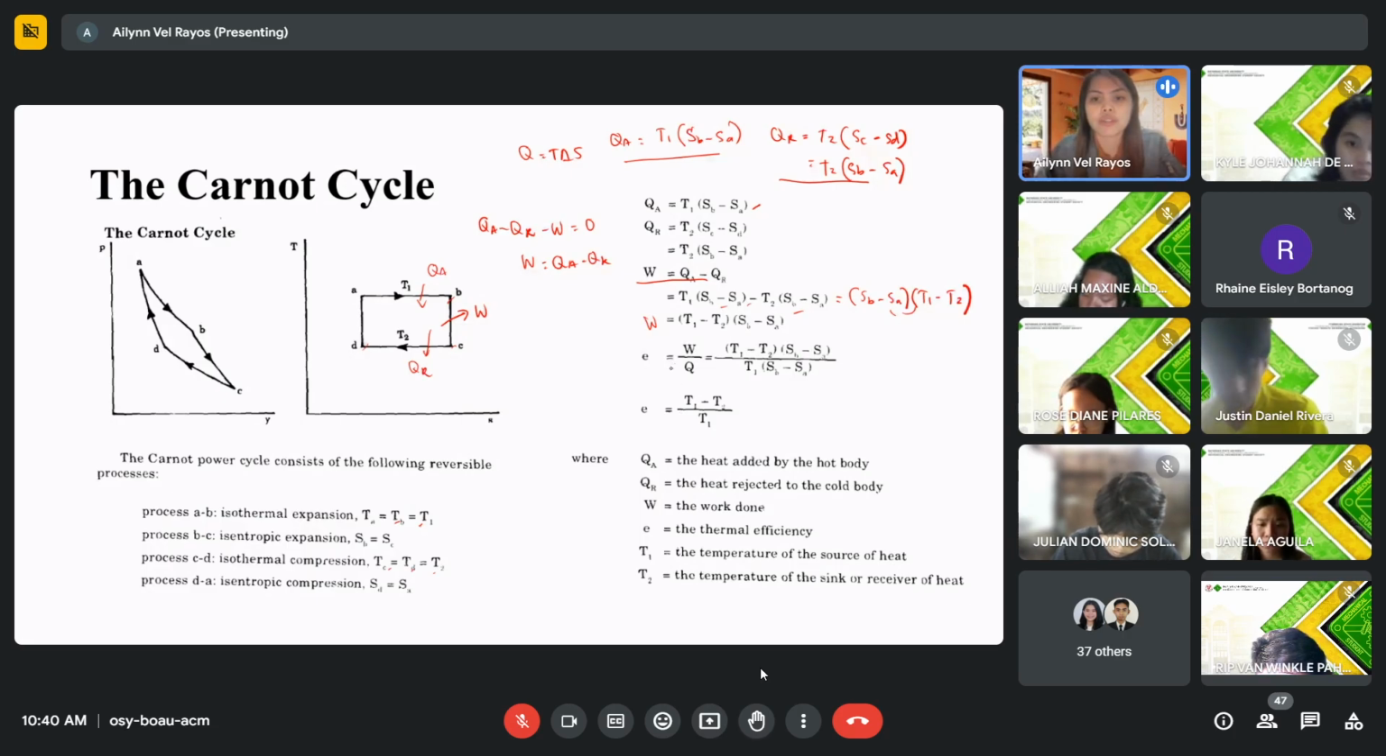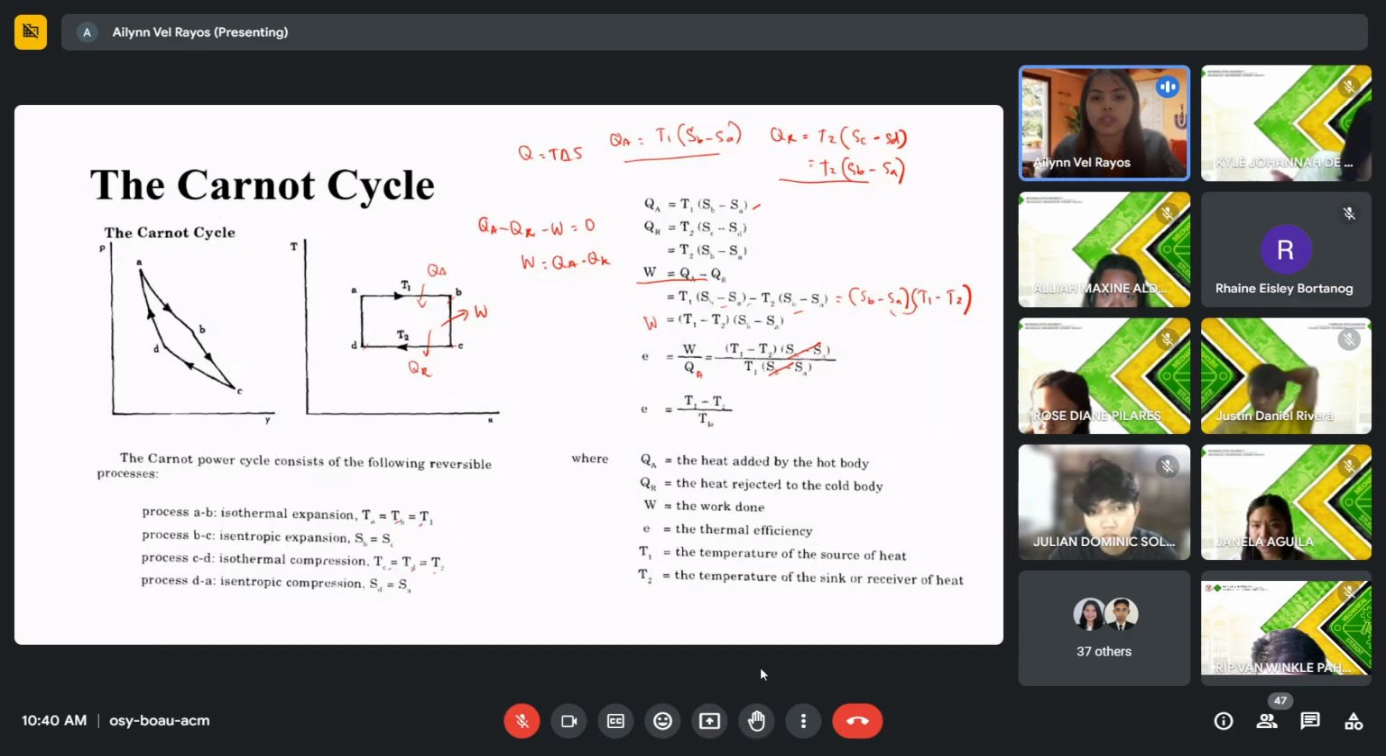So for us to get the efficiency, since this is Carnot cycle, meron tayong work output. So therefore, efficiency natin is work over Q added QA. So work, substitute the value of work, and then substitute the value of QA. So since meron tayong same factor, cancel natin ito. Efficiency natin is T1 minus T2 over T1. So this is the efficiency of the Carnot cycle.